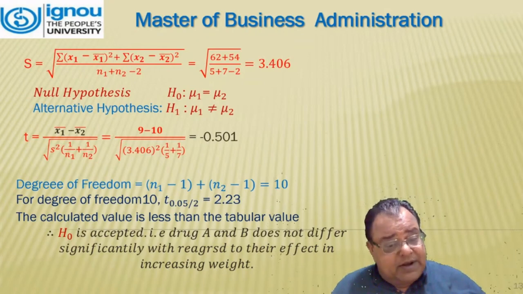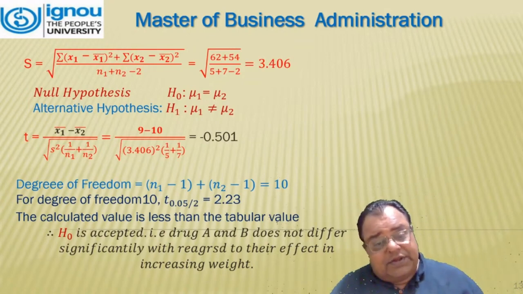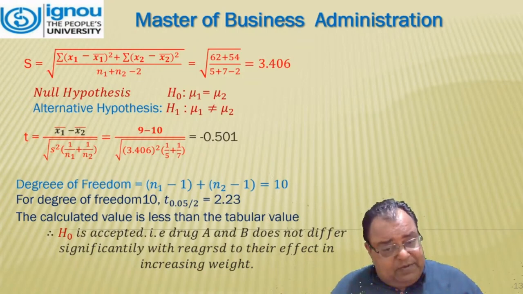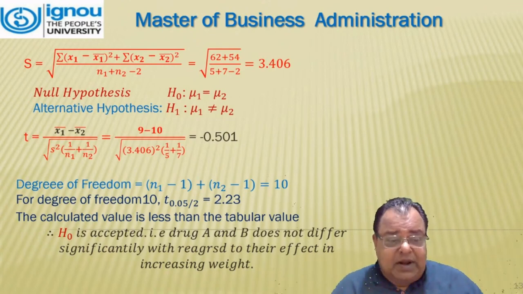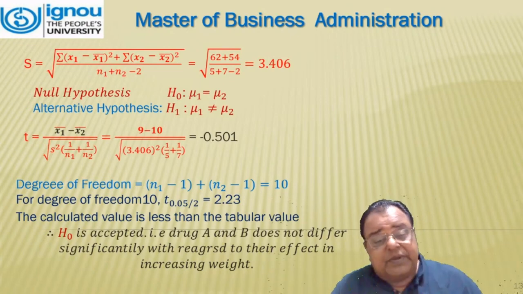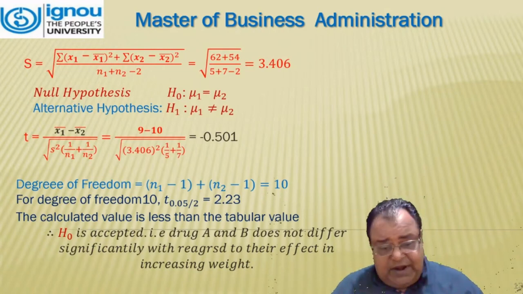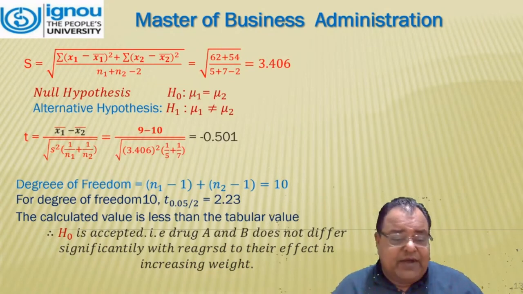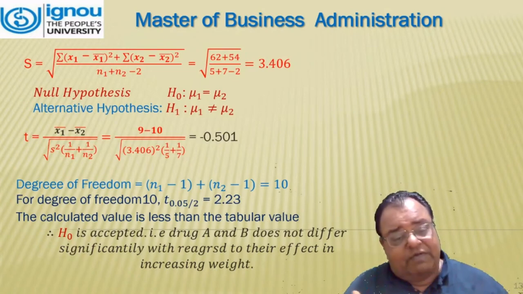And the value we have calculated is less than the tabulated value. Now the conclusion has to be drawn. Since the calculated value is less than the tabulated value, we accept the null hypothesis. Mathematically, it is written as H0 is accepted. That is, drug A and drug B do not differ significantly with regard to their effect in increasing weight. This is the right method of solving a problem.